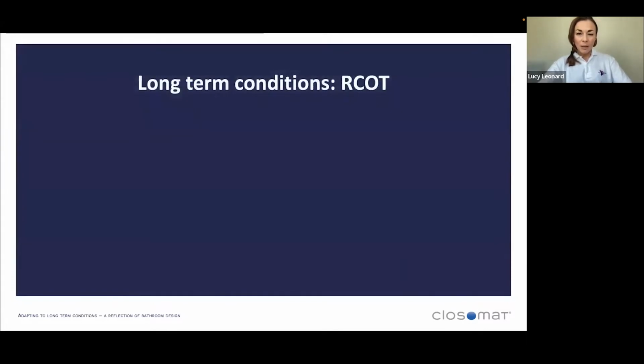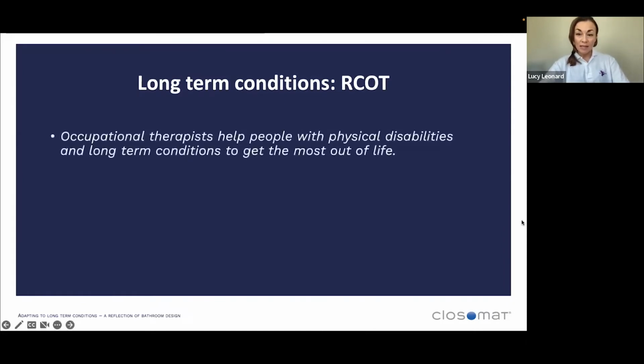So it's important to think about ourselves as occupational therapists and what we're here to do. And I often look to the Royal College of Occupational Therapy for guidance about things. So what do they say about long-term conditions? Well, what they say about occupational therapy is that we help people with physical disabilities and long-term conditions to get the most out of life. That's a really short but succinct and accurate description of what we try and do: we try and help people get the most out of life.